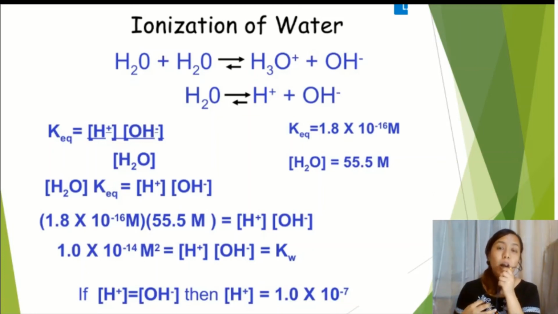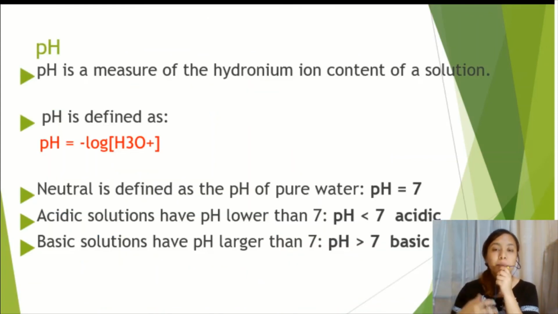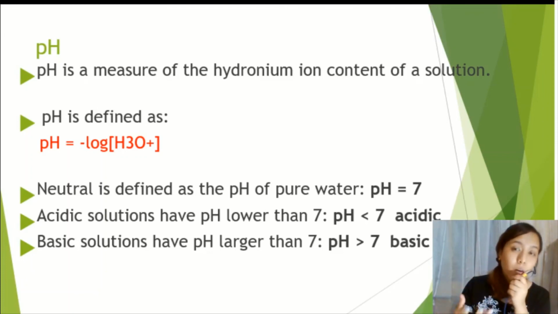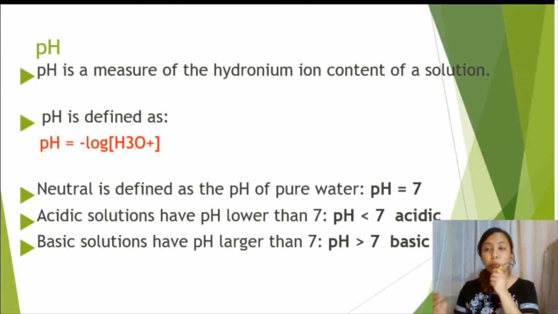But since this is log, we converted it into negative log. What happens is that the higher the pH, the less acidic it becomes, the more that it will become basic. So with plain H, the higher the concentration, the more acidic. But if the H concentration is converted into negative log, what happens? It will become less acidic.